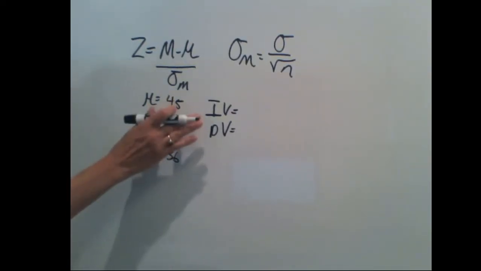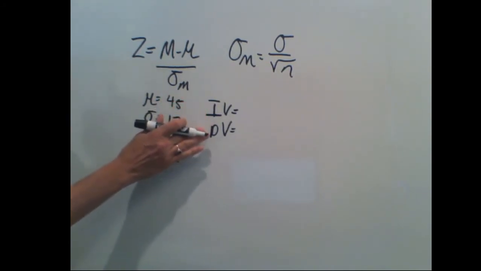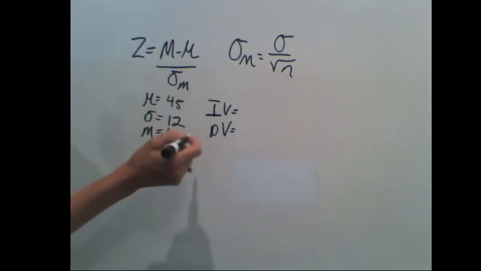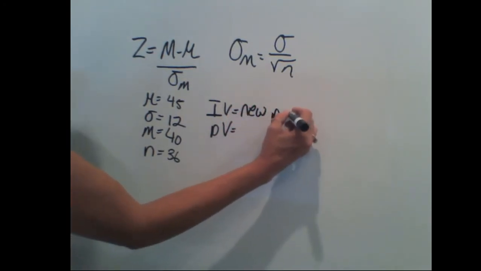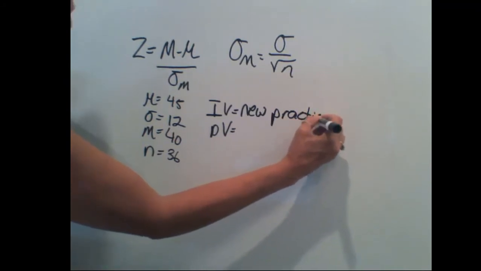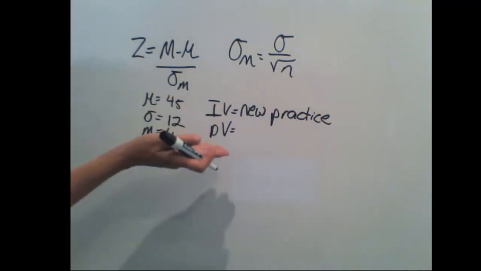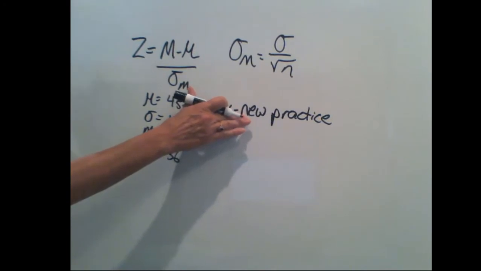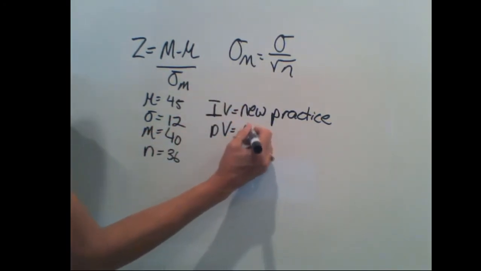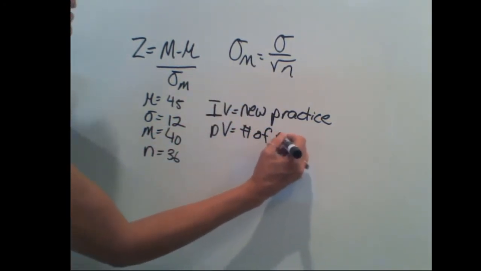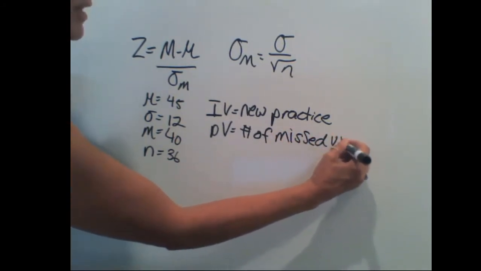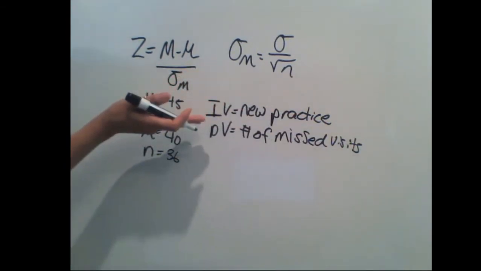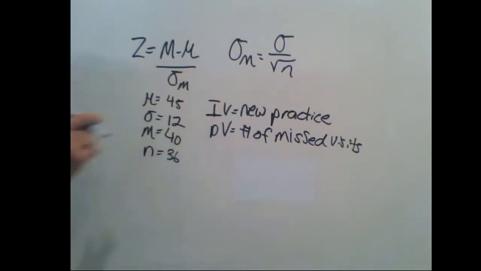Before we get started, let's identify the independent variable and the dependent variable for this study. The independent variable is whatever new practice was implemented with the sample of patients. And the dependent variable is what we expected to change as a result of the independent variable. And that is the number of missed visits. So it's always important to kind of go through and make sure that we are aware of what is the independent variable and what is the dependent variable. All right, let's get started with the rest.